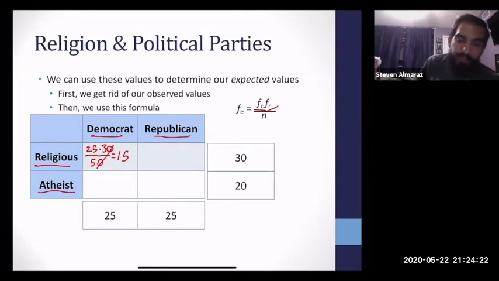So we get left with 5 times 3, and we end up with 15. All right, exactly the same number as we found before. The same calculations will go for Republican. It'll be a little different for atheists.